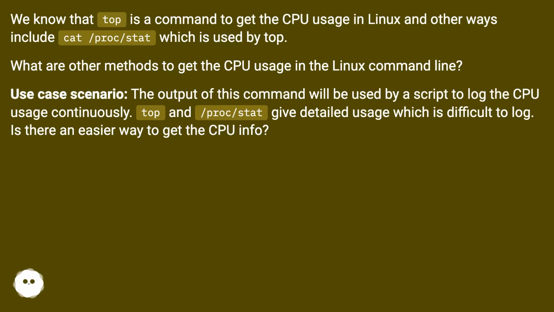Use case scenario: the output of this command will be used by a script to log the CPU usage continuously. Top and /proc/stat give detailed usage which is difficult to log. Is there an easier way to get the CPU info?